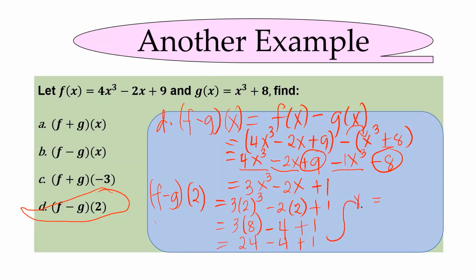Next is, combine all the answers or the result. 24 minus 4, that is 20. Plus 1, 21. So the final answer is 21. This is your final answer. I hope na naintindihan ninyo.